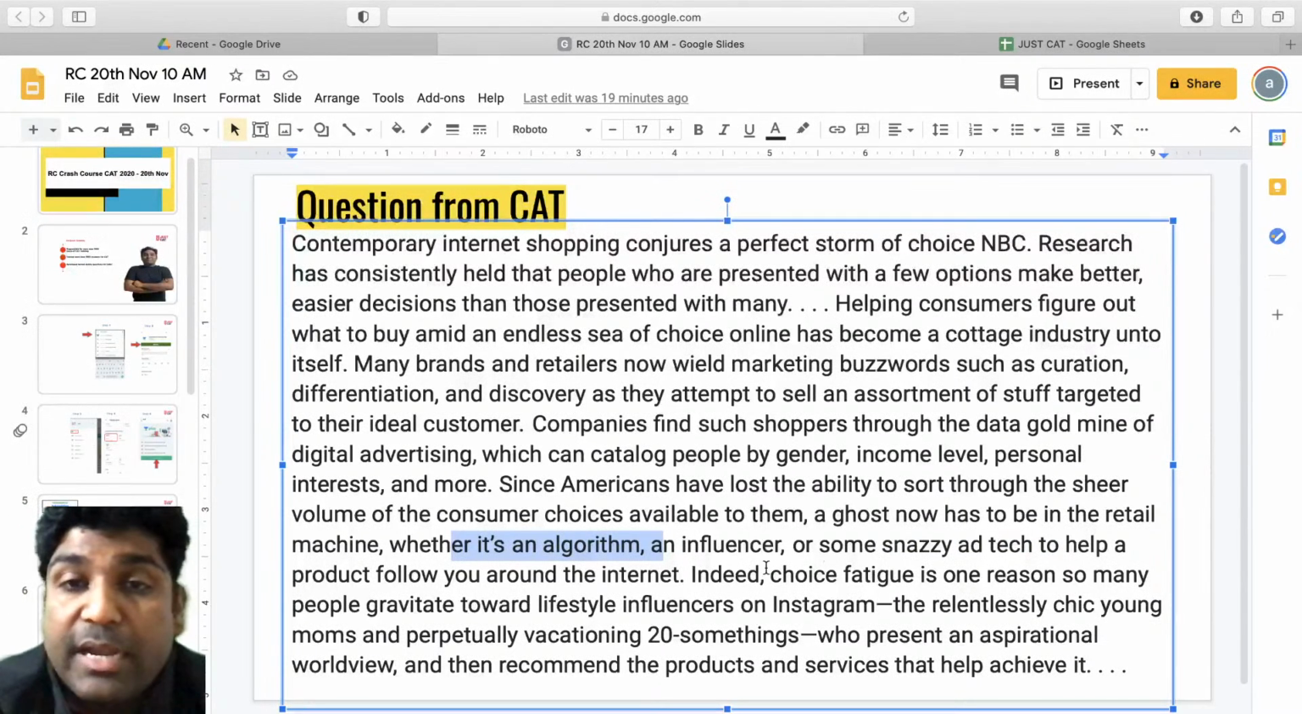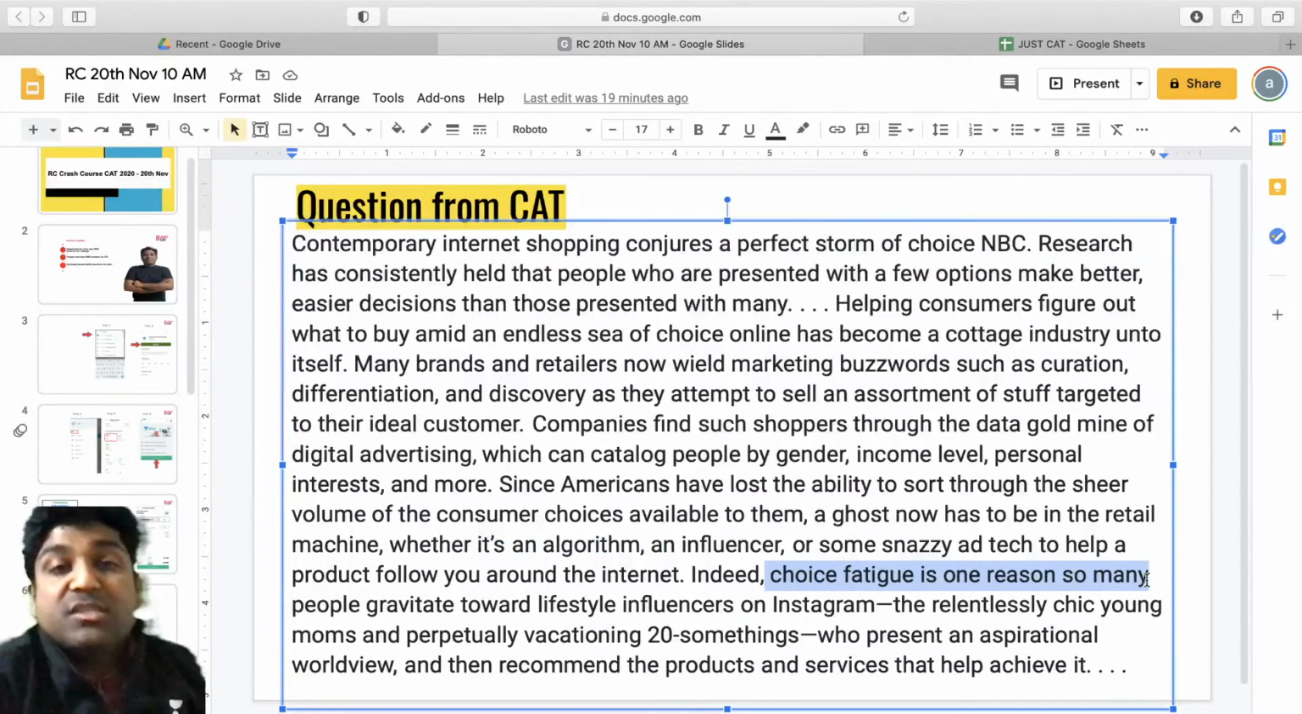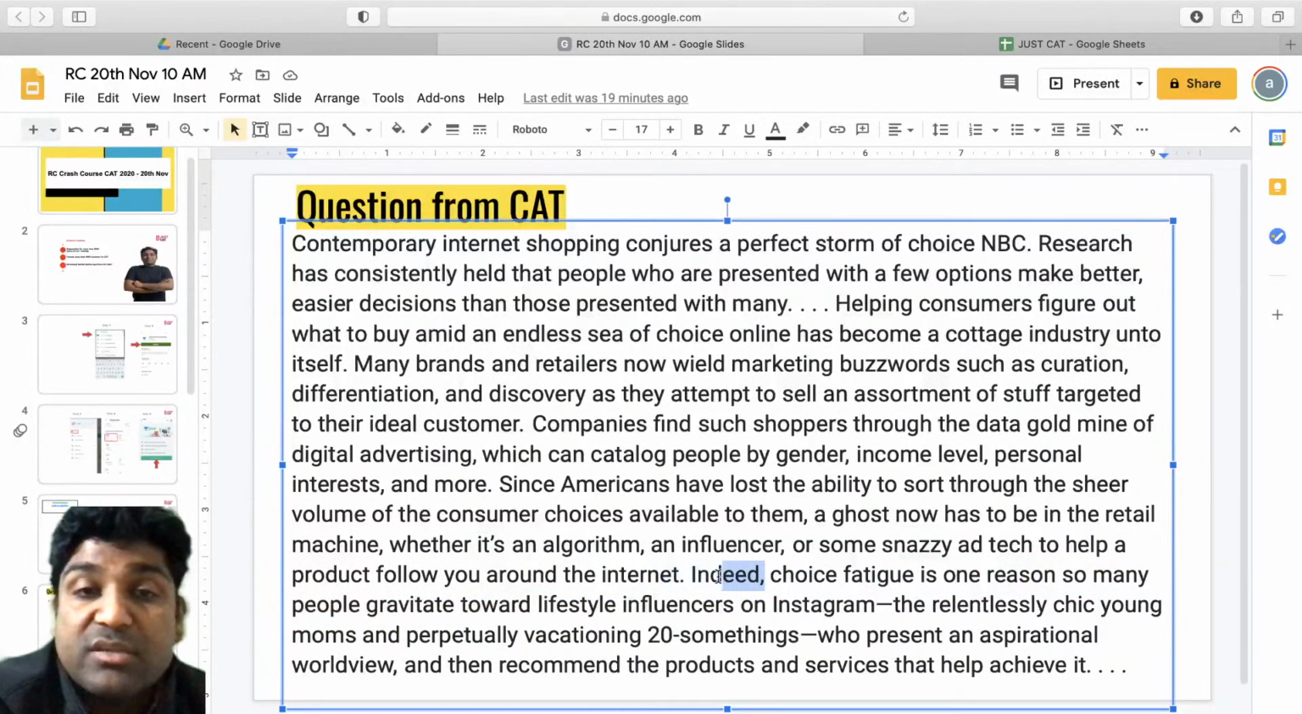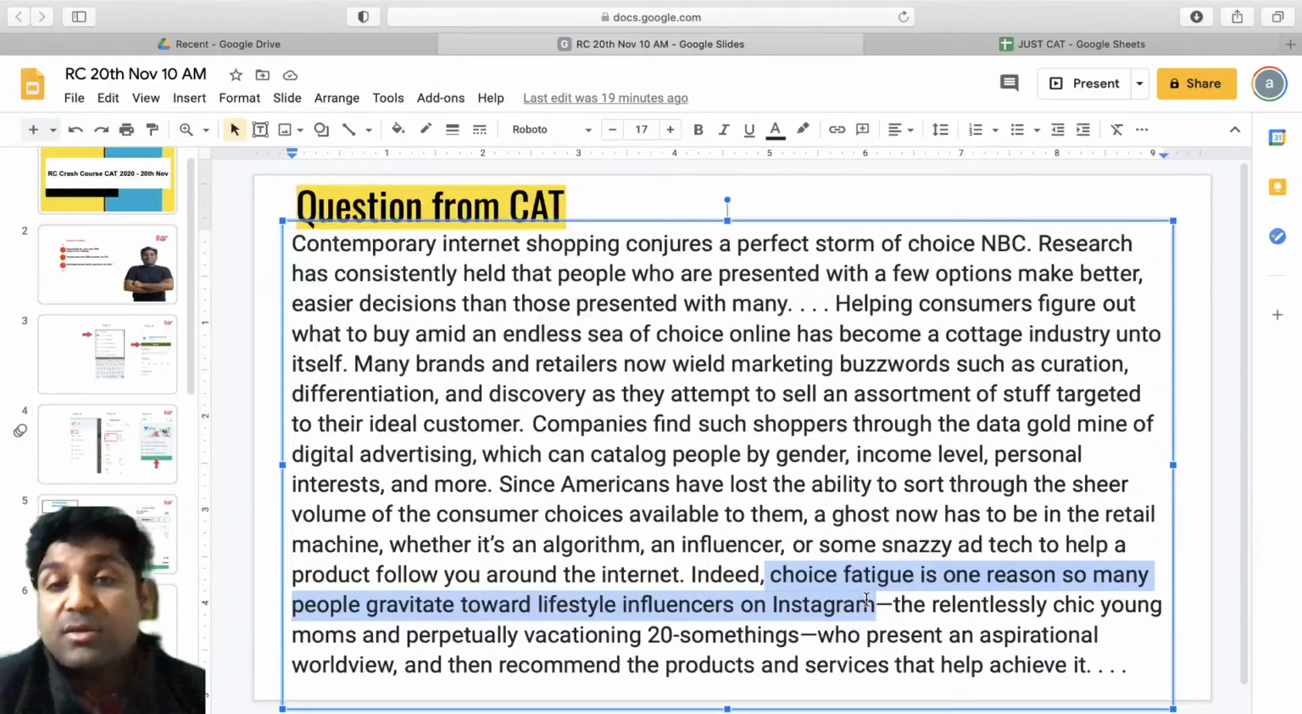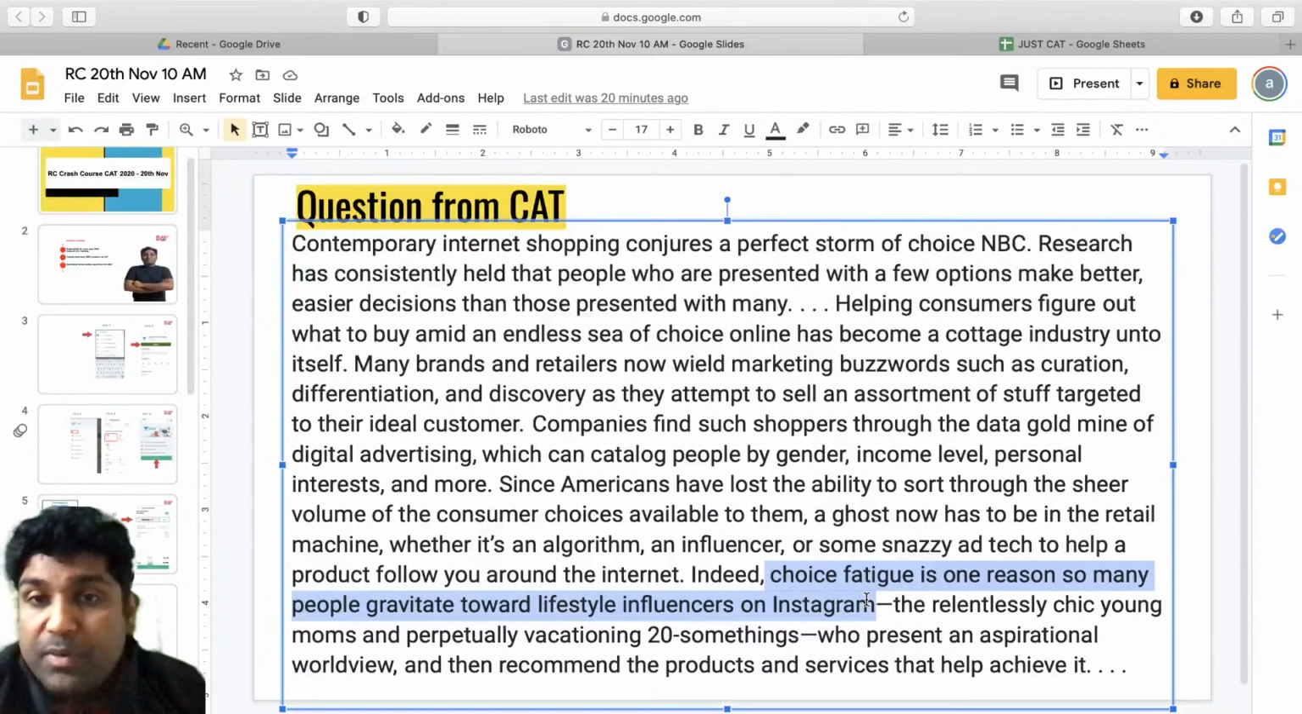Indeed, choice fatigue is one reason so many people gravitate towards lifestyle influencers on Instagram. So they're saying that there is a certain amount of choice fatigue. People become tired because of so many choices.